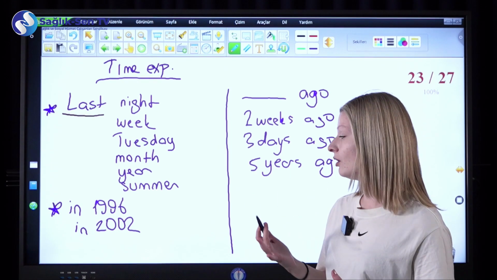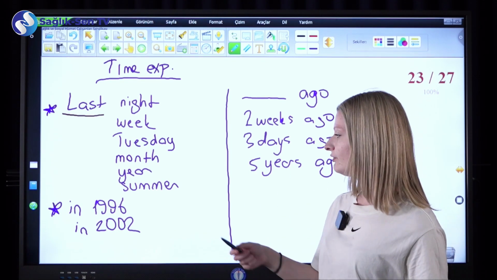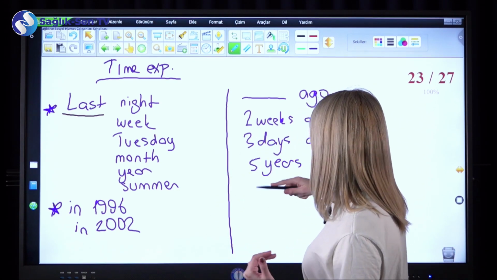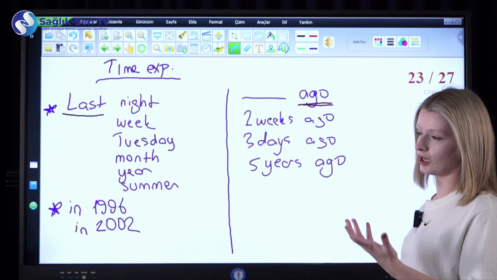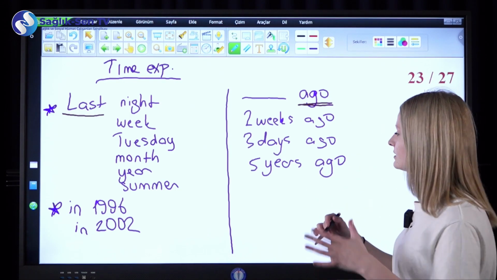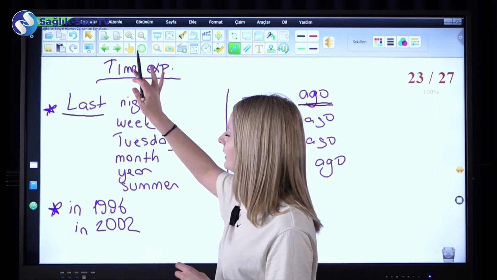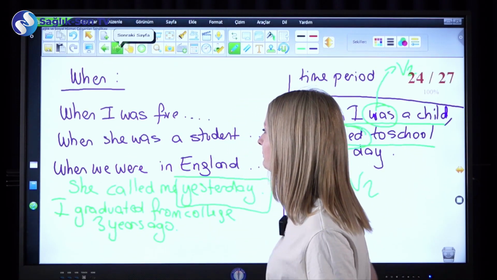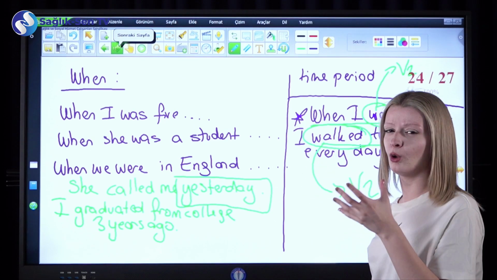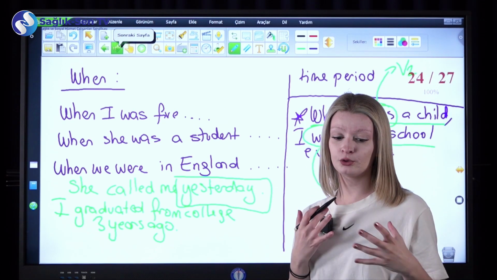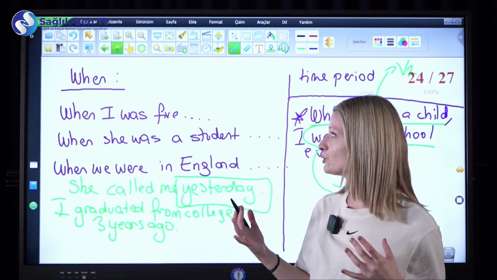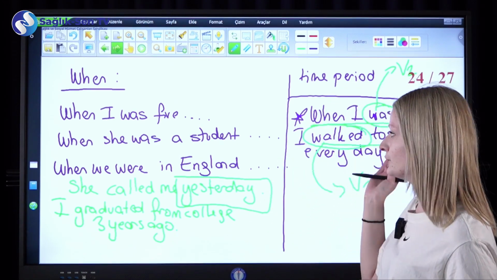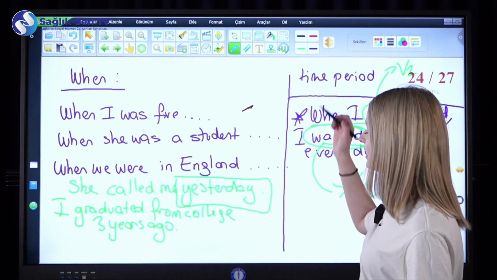Or we can give a date, but in the past. And then we can also use ago: 2 weeks ago, 3 days ago, or 5 years ago. And all of them come at the end of our sentences. We talked about when. It can also represent a time, so we can call it sort of a time expression. When I was 5, when she was a student, they represent a time period.